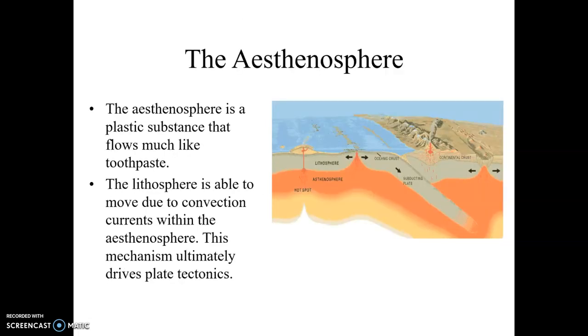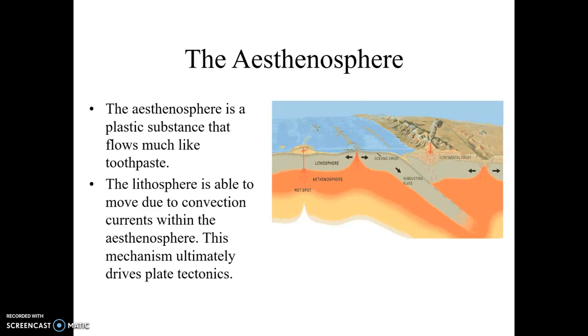Okay, so a little bit about the asthenosphere. The asthenosphere is a plastic or tarry-like substance that flows much like toothpaste, and it flows very slowly, usually on average only a couple of centimeters per year. But that's enough to drive plate tectonics at the surface of the Earth, giving us all the geological features that we see with respect to volcanoes, earthquakes, and so on.